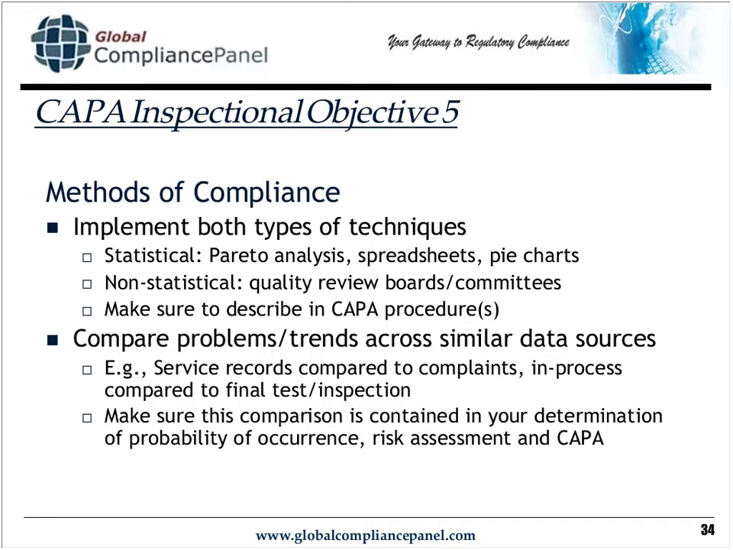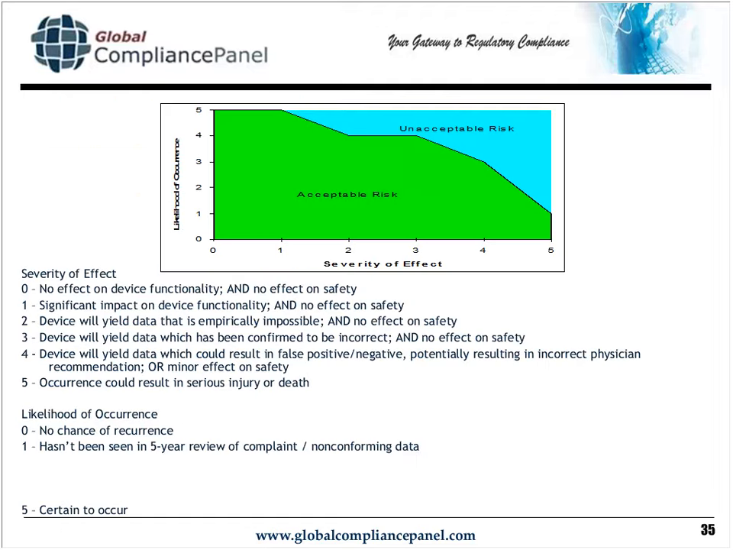And from a risk assessment perspective, you're going to be determining probability of occurrence per ISO 14971, which is the risk assessment determination. When you design a product, you have to put together a risk assessment. But when you receive complaints, you may have to increase the likelihood in your risk assessment. And that's something you've got to take into account as part of Inspectional Objective 5.